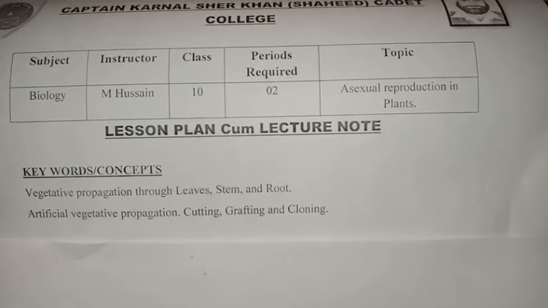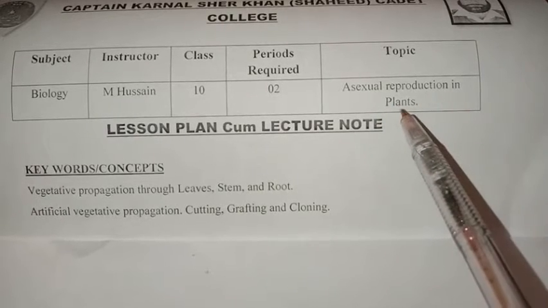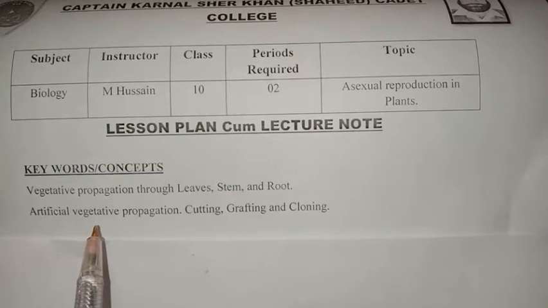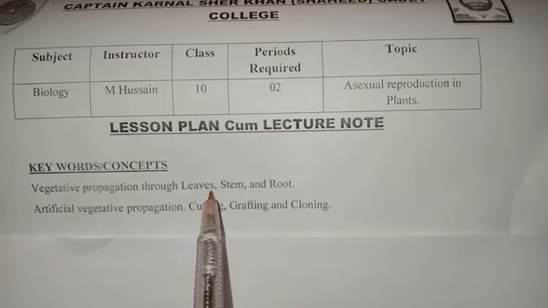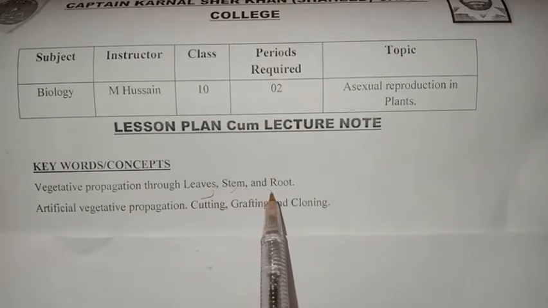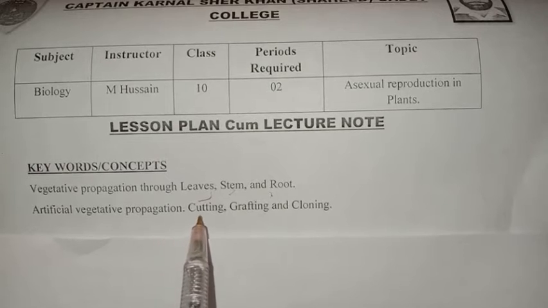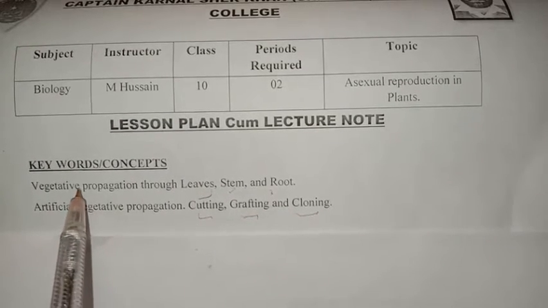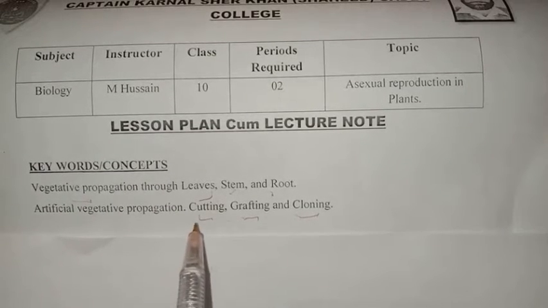Today we will discuss topic number 2, or lecture number 2, asexual reproduction in plants. The key concepts that we will discuss in this lecture: vegetative propagation through leaves, stem and root, and artificial vegetative propagation, for example, cutting, grafting and cloning. So we will discuss vegetative propagation and artificial vegetative propagation in plants.